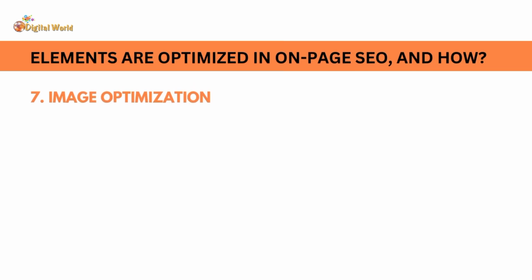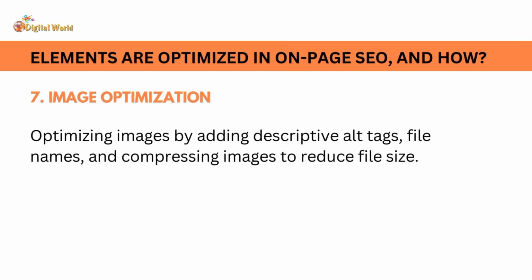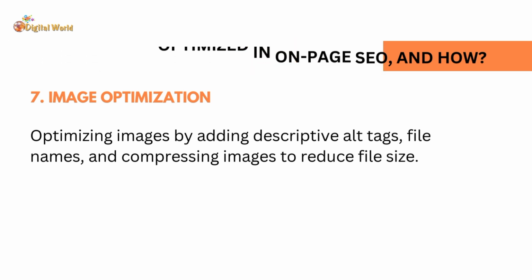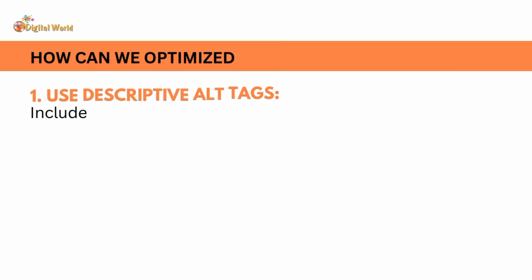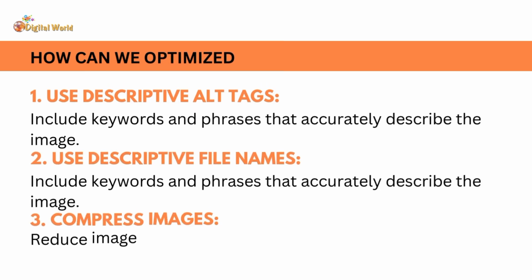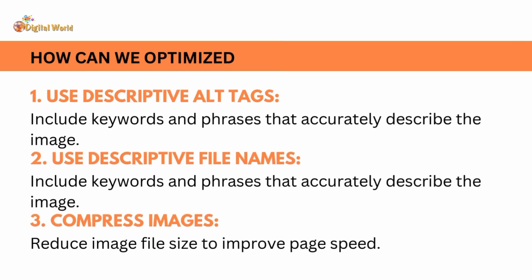Number 7. Image optimization. Optimizing images by adding descriptive alt tags, file names, and compressing images to reduce file size. But, how can we optimize? 1. Use descriptive alt tags. Include keywords and phrases that accurately describe the image. 2. Use descriptive file names. Include keywords and phrases that accurately describe the image. 3. Compress images. Reduce image file size to improve page speed.